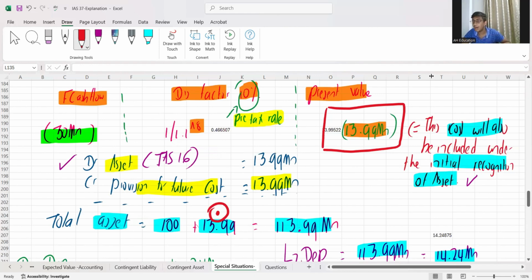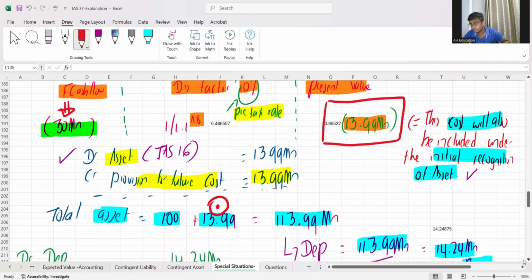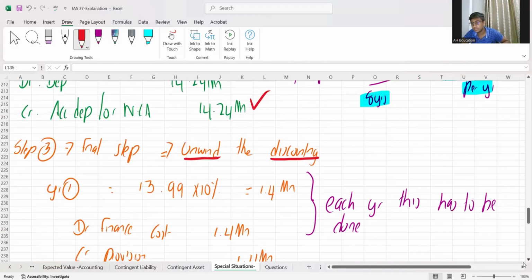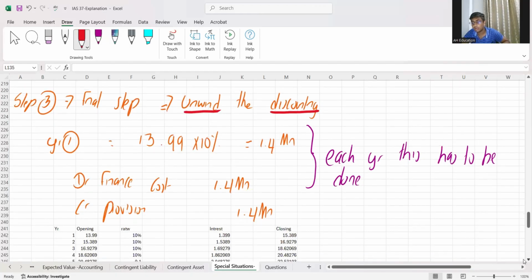The reason why I'm unwinding, or the reason why I'm increasing my provision, is that when I come to my final 8th year and prepare my accounts, it should be equal to 30 million. That is the sole reason why I'm doing the unwinding of interest. Let me prove it to you as well.